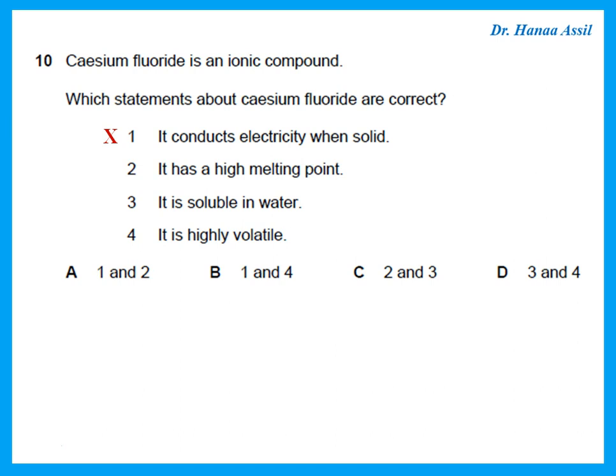It has high melting point. Yes, ionic compounds have high melting point because they are three-dimensional structures with alternating positive and negative ions. It is soluble in water. Yes, we said all ionic compounds are soluble in water. It is highly volatile. We said, what do we mean by volatile? Volatile means it evaporates easily. That means it has low boiling point? No, that's not right. Remember, ionic compounds have high boiling point, so they are not volatile. That means only statement 2 and 3 are correct. That means my answer is C.